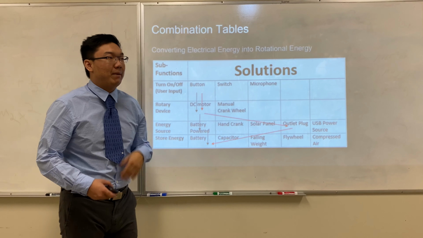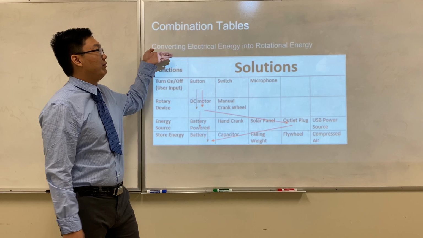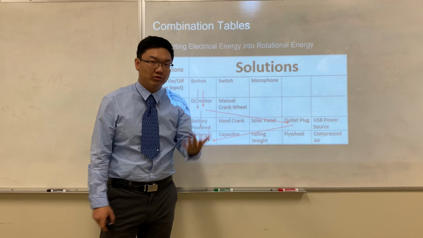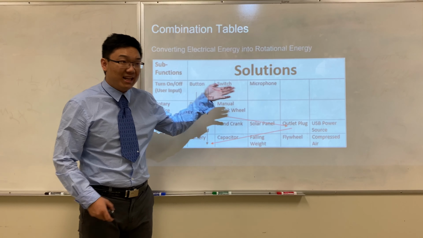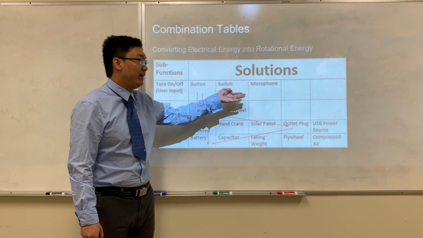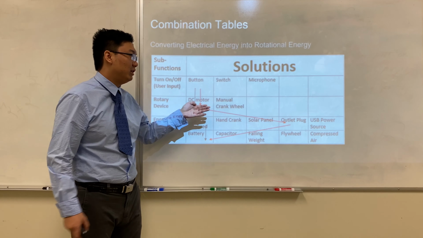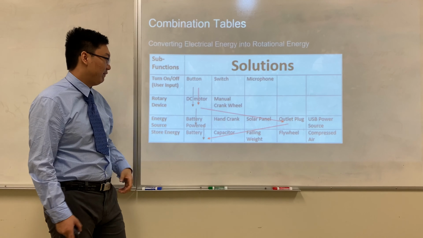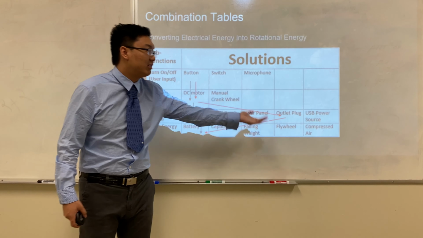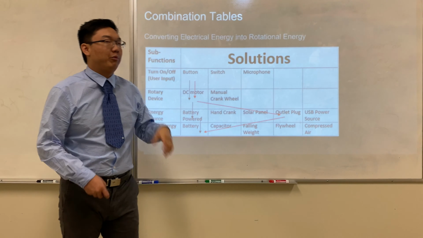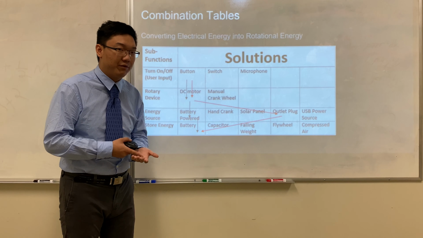To achieve a better goal, we have to consider 3 different solutions. The first is converting electrical energy to rotational energy. There are several selections, like button, switch, and microphone, and for the rotor device, we have a DC motor, manual crank wheel, and others. For the energy, we have a battery, solar panel, hand crank, outlet plug, and USB power. We have to select the best components to build a high efficiency and faster design.